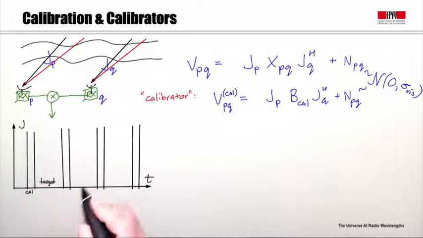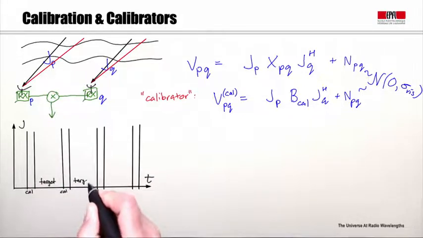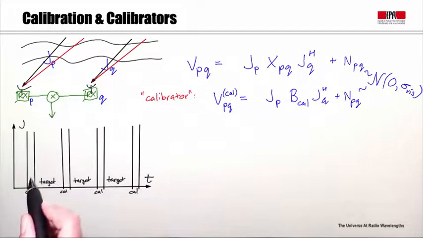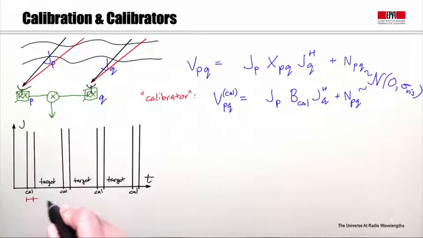This is what we call the target source. This is time we spend on the target source, and then we go back to the calibrator, etc. This is called the calibrator scan, and this is called the target scan. The relative time you spend on one or the other is called the duty cycle. So we can talk about the target duty cycle or the calibrator duty cycle.